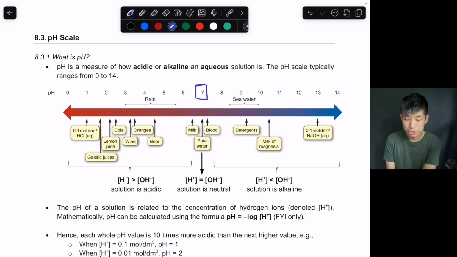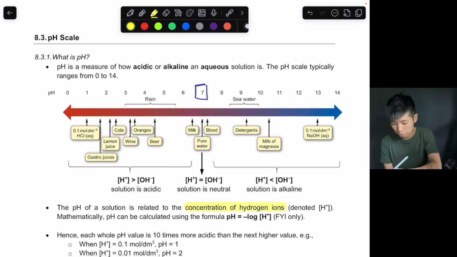pH is actually a measure of the concentration of hydrogen ions. So the H actually stands for hydrogen in pH. In chemistry, we use this short form with the square brackets to denote the term concentration. So when we put H+ in square brackets, we are referring to the concentration of H+ ions. pH is actually a mathematical term in which we can calculate it based on the concentration using this formula, negative log of the H+ ion concentration. This is not in your O-level syllabus, but I think it's interesting to note that there is a mathematical relationship between the concentration of H+ ions and the pH.